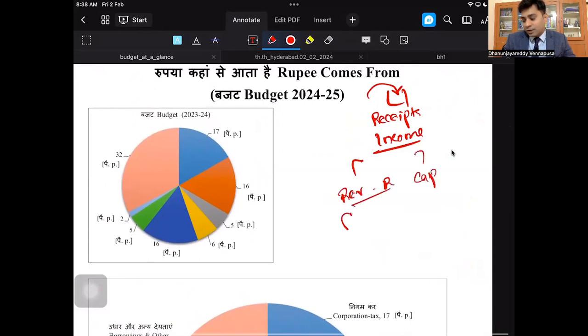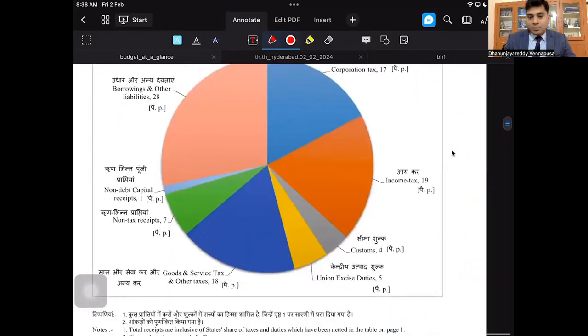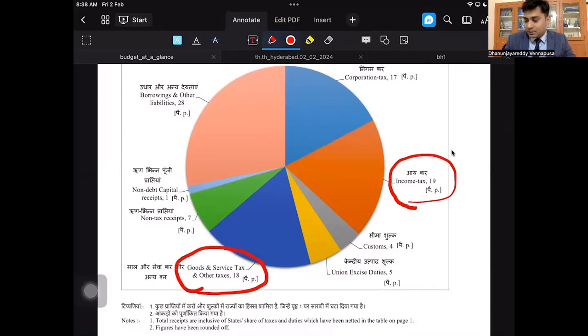In the revenue receipts you have tax receipts, non-tax receipts. In the capital expenses, loans, investments, disinvestments made by government. Now if you look at this, they will ask, look at the major chunk in this pie chart. The major chunk is from income tax. So the highest amount of income is coming from income tax. Out of 1 rupee, 19 paise is coming from income tax. This is followed by GST and other taxes, and this is followed by corporation tax.